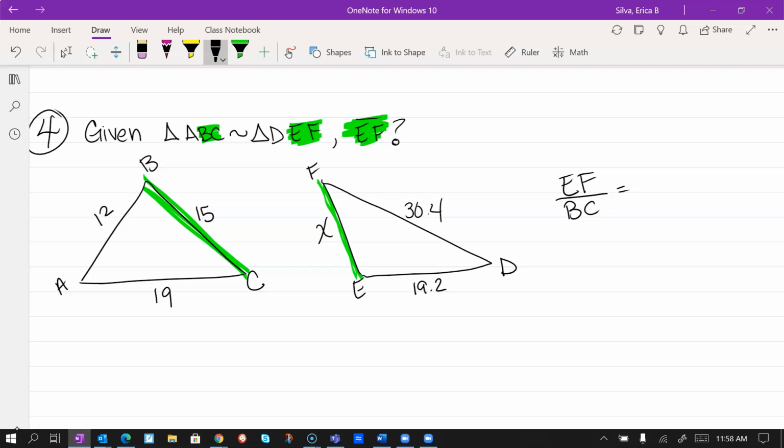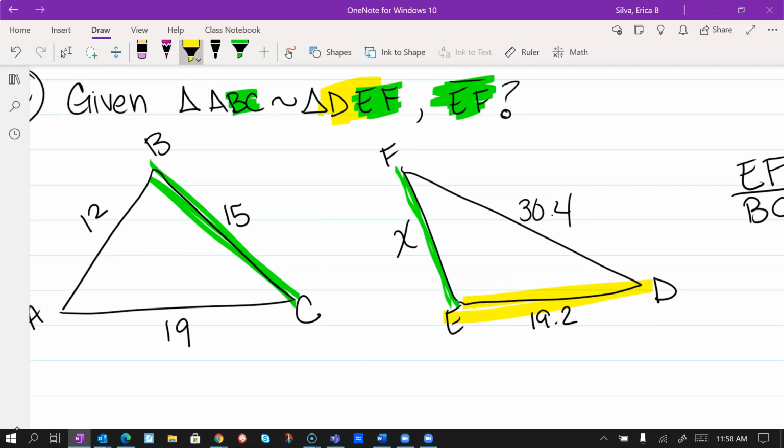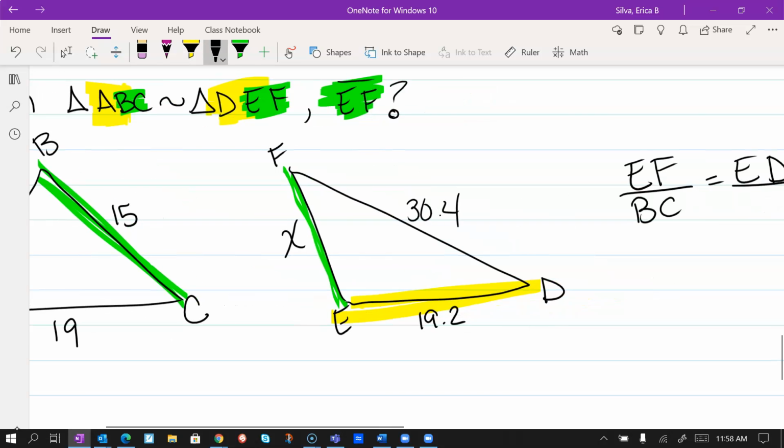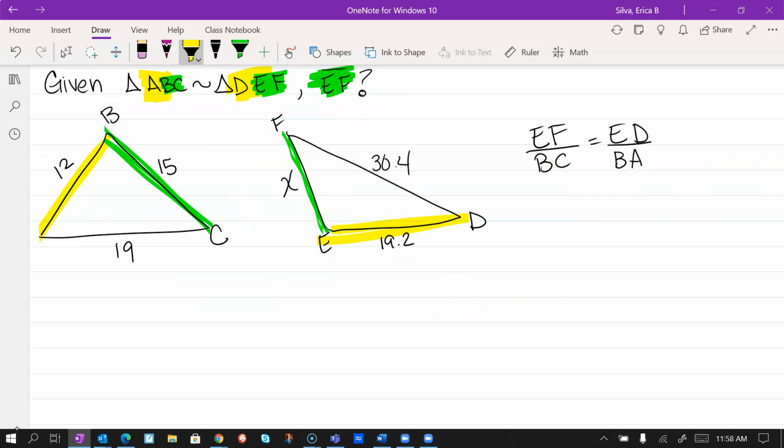And then let's use another side that's given. I guess we can do ED. So we've got ED, and what is ED corresponding to? Look at the similarity statement. If I'm doing ED, over here, I'm going to start at B and go to A. So we've got BA. So let's put the measurements. So EF is X over BC is 15. ED is 19.2 over BA, which is 12.